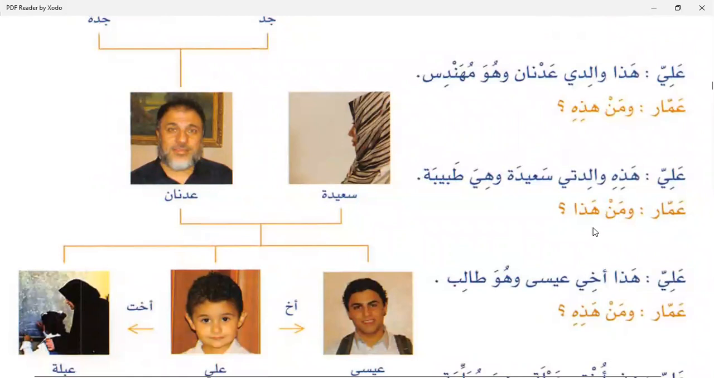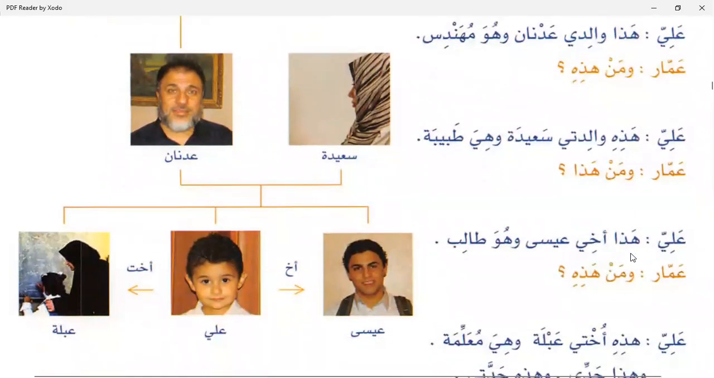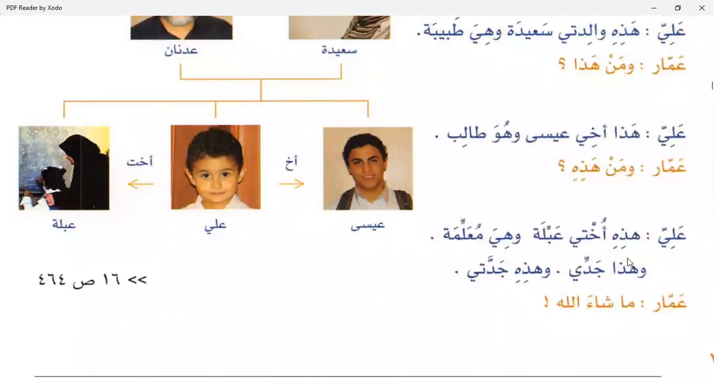Ammar: Waman haza? And who is this? Ali: Haza akhi Isa, wahuwa talib. This is my brother Isa, and he is a student. Ammar: Waman hazihi? And who is this? Ali: Hazihi ukhti Abla wa hiya muallima. This is my sister Abla and she is a teacher. Wa hadha jaddi, and this is my grandfather. Wa hazihi jaddati, and this is my grandmother. Ammar says MashaAllah.